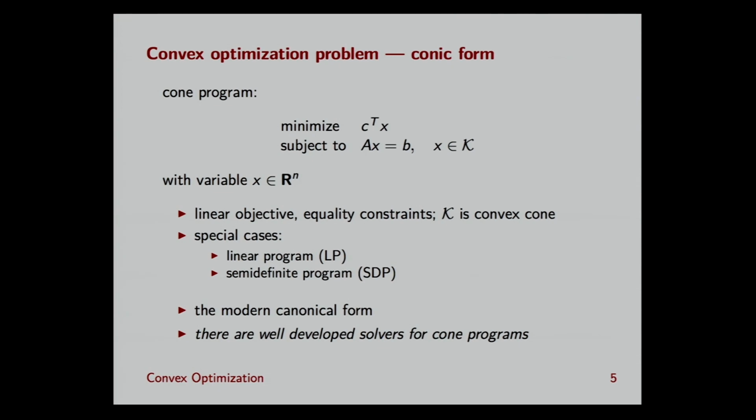Okay? Now if this cone is, say, the non-negative orthant, this is a standard linear program. That's something standard from the 1940s or something like that. Actually, it goes back even earlier. If this cone is something more sophisticated, like an encoding that says that a matrix is positive semi-definite, then you move right to the forefront of research, and this would be a positive semi-definite program. Okay? And the point is, this is something like the modern canonical form.